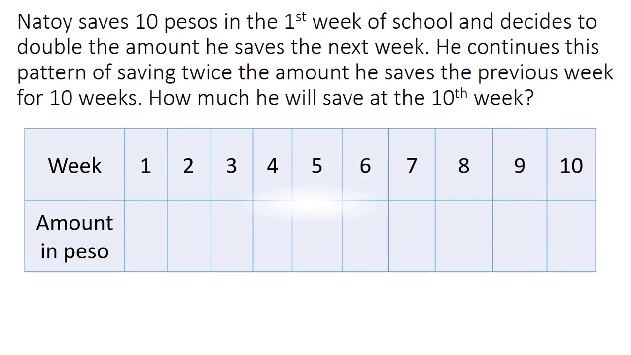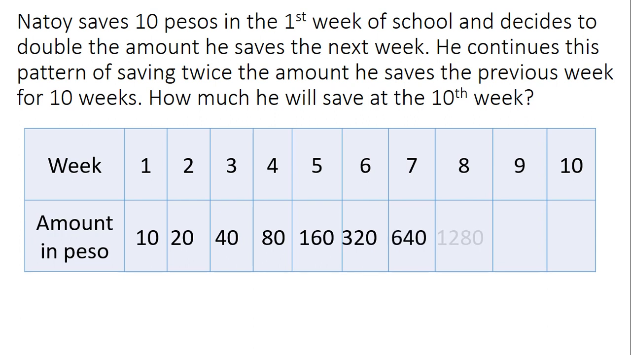So, gawa tayong table parang ganito. First week, 10 yung hinulog niya. Then, sa second week, dodoble niya yung 10, magiging 20. Then, third week, 40 na yun. And sa fourth week, madodoble may 80. And 80 may 160. And 320, 640, 1,280, 2,560, and 5,120. So, yun yung mga ihuhulog niya.